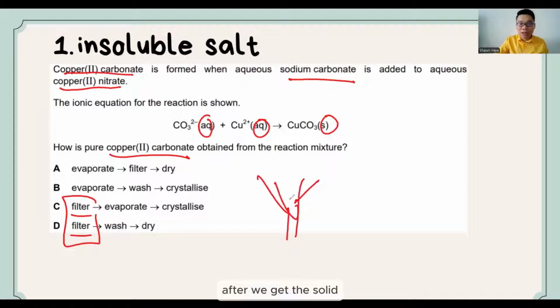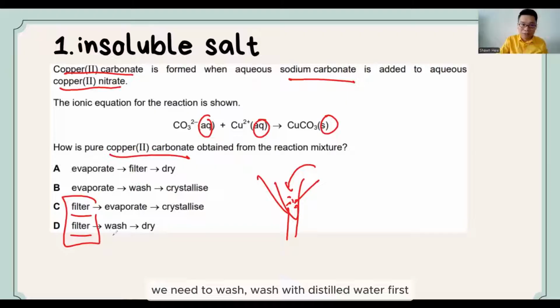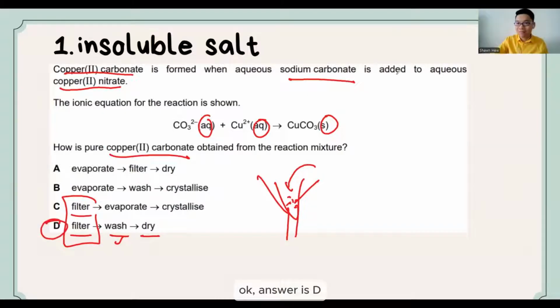After we get the solid, we need to wash with distilled water first. After we ensure all the other salts are removed, only then we dry it. Okay, so the answer is D.